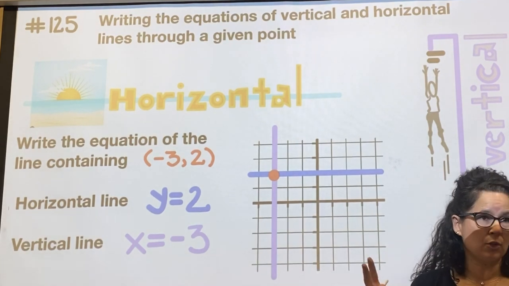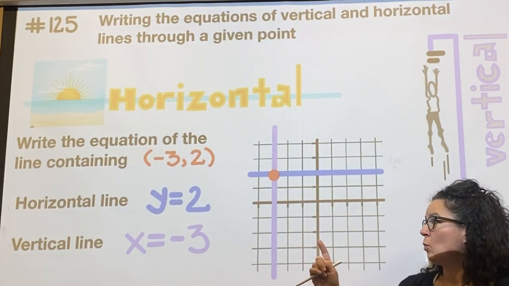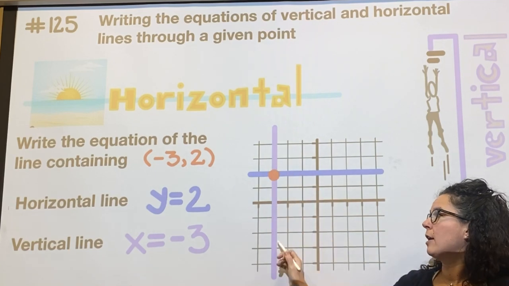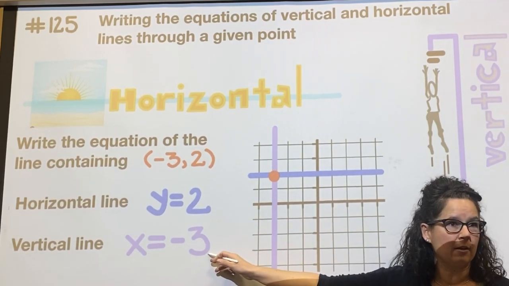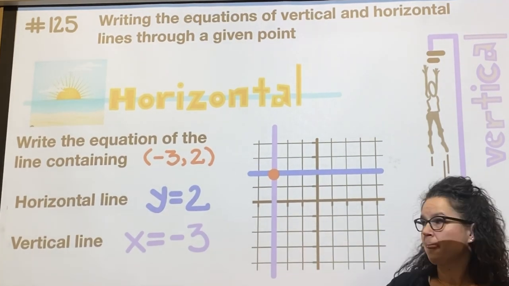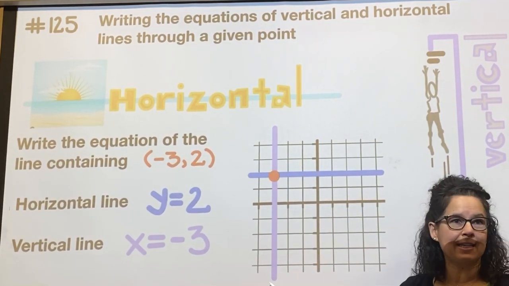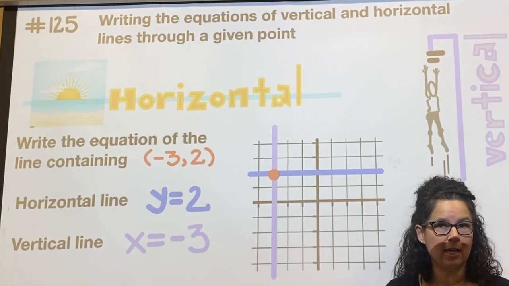Okay, so 2 ways to remember it. One way is to just look at every point on this line and realize every x is -3. Or you could say it's slicing through the x-axis, so it's x equals -3.